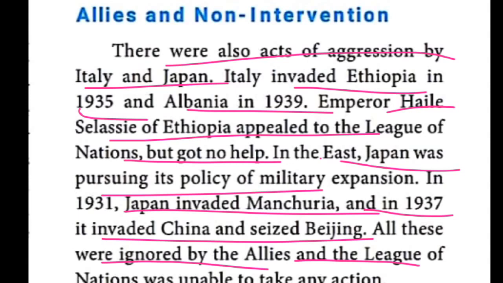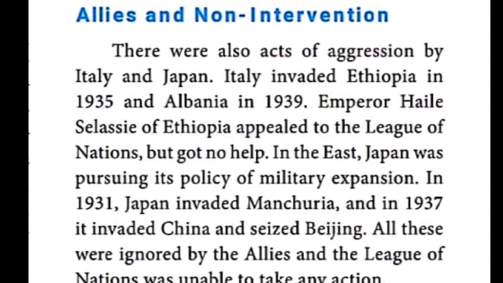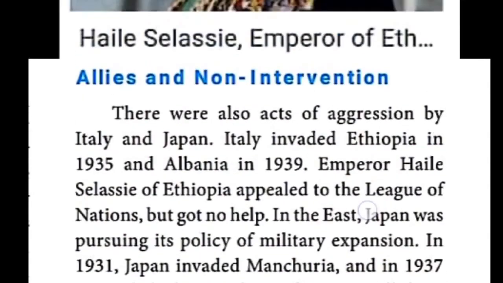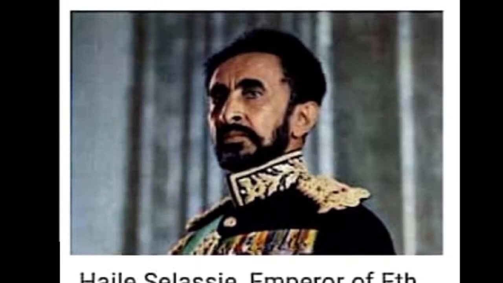Okay, so Haile Selassie, that emperor's picture we can see. This personality, Haile Selassie, was the emperor of Ethiopia. Ethiopia was captured by Italy in the year 1935, like I said.